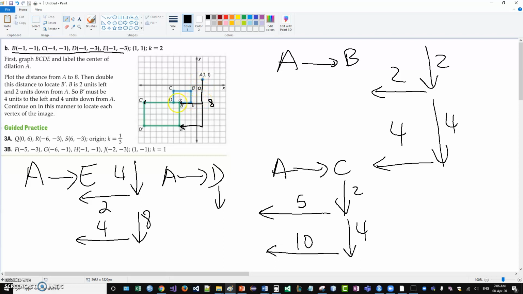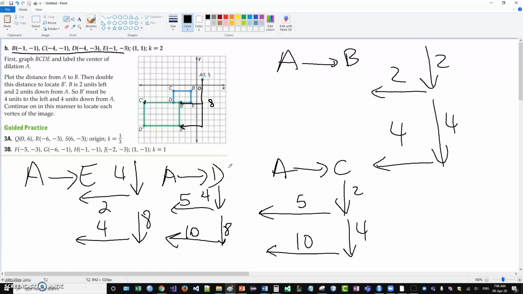Now, last point from A to D, we're going down 1, 2, 3, 4, and left 1, 2, 3, 4, 5. So 4 down, 5 left. Multiply each one by 2, you get 8 down and 10 left. So 1, 2, 3, 4, 5, 6, 7, 8. 1, 2, 3, 4, 5, 6, 7, 8, 9, 10. Okay, and there you have it.